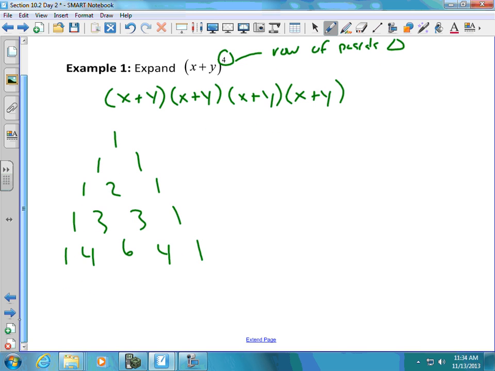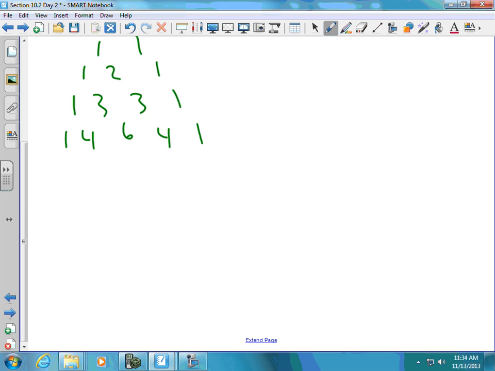Okay, and so there's row 4. That row is going to be the coefficients we're going to use for the expansion of our polynomial. So I'm going to write those out. 1, leave some space. 4, leave some space. 6, leave some space. 4, and 1. Okay, these are the coefficients of the polynomial.